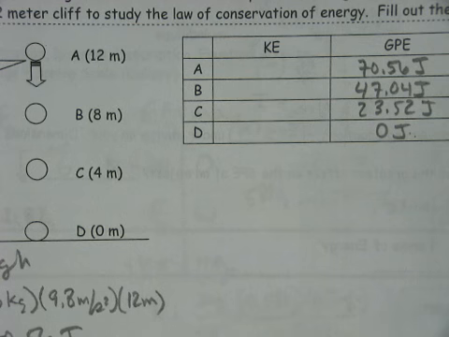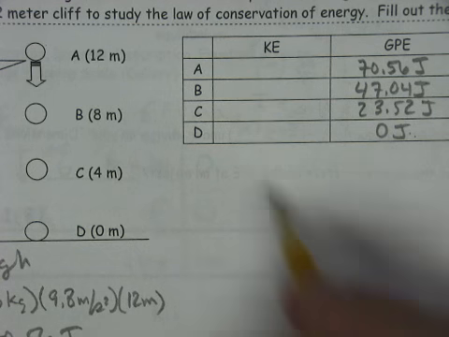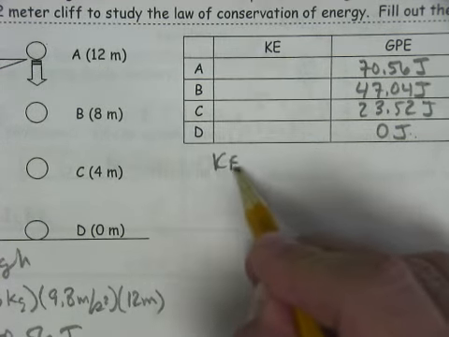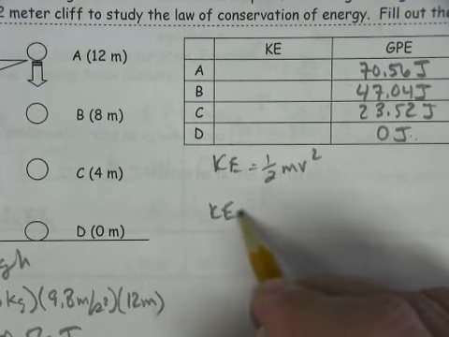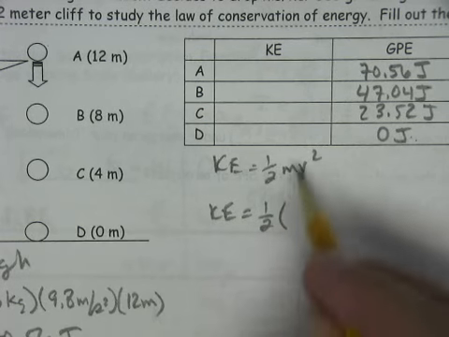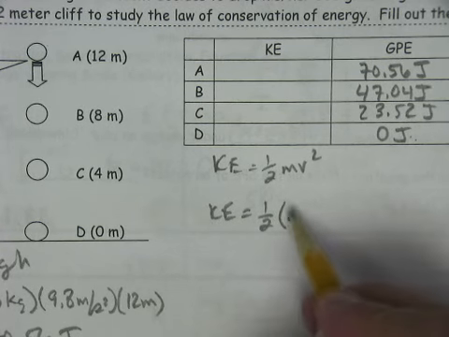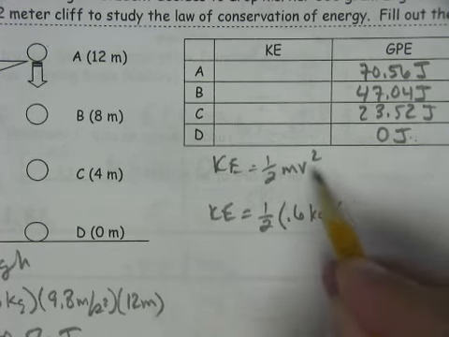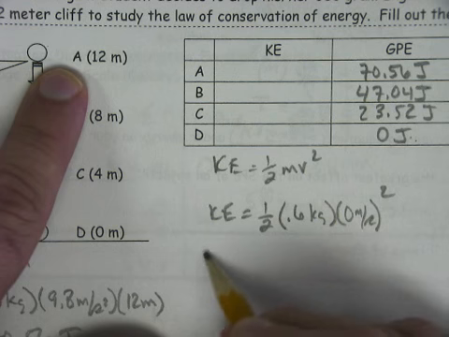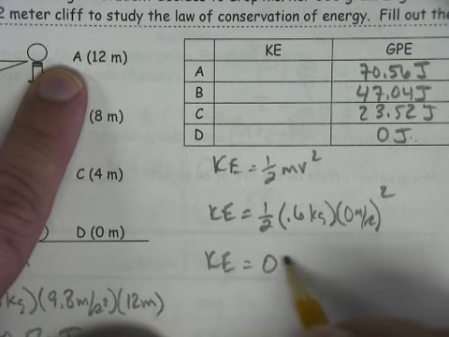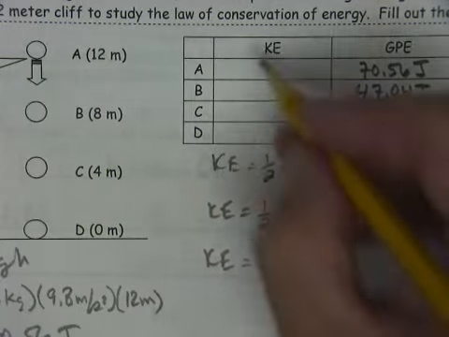Okay, the next one that we're going to do is calculate the kinetic energy at each point. So the kinetic energy at the top is easy. The rest of them are not as easy. So we're going to go 1/2 times the mass, which is 0.6 kilograms, times the speed. Now, it's at rest at the top. It's at rest at the top. So that makes this calculation very, very easy. So it's 0 joules.